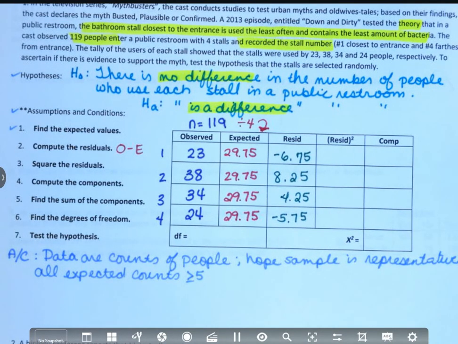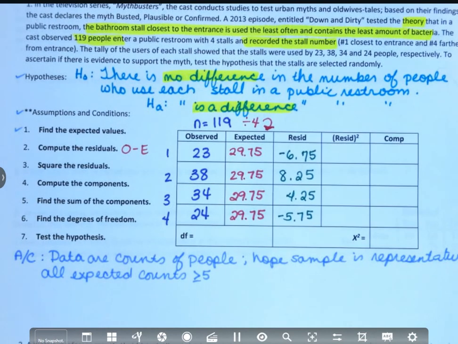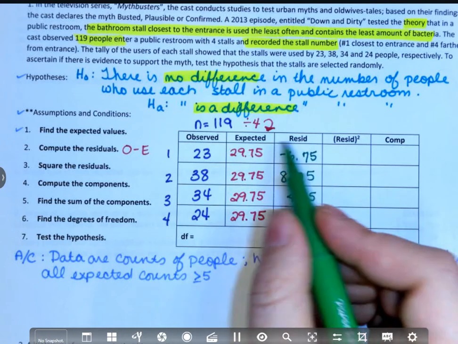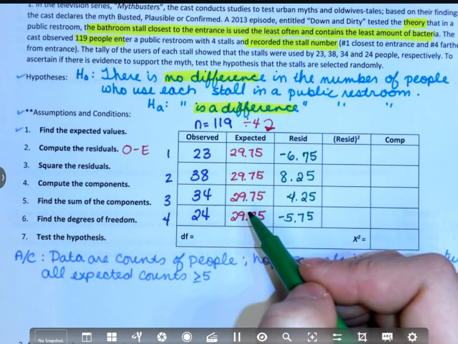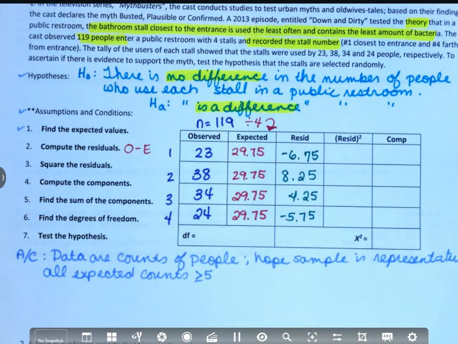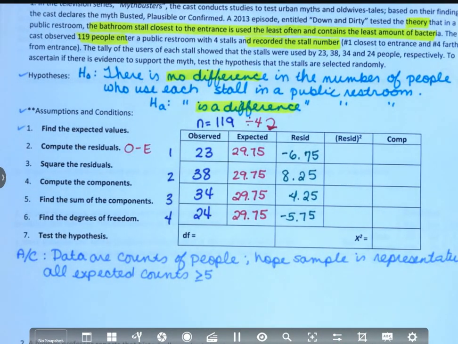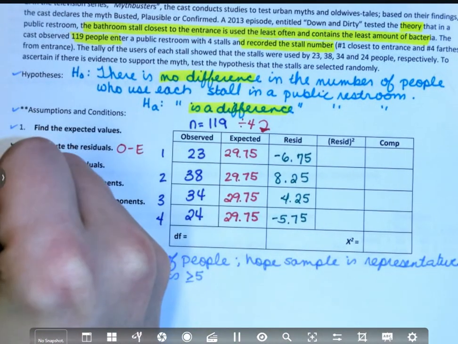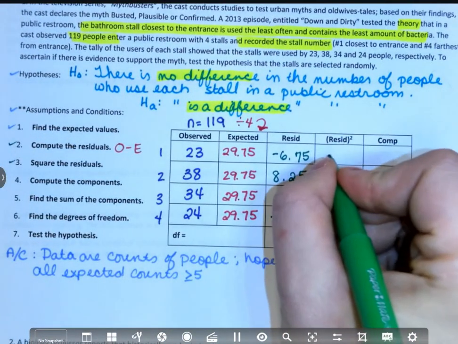Okay? What do you think all my residuals will add up to? 0, right? Because if I'm over on some and under on the others, all in all these guys in both cases are going to add up to the same thing. They're going to add up to 119. So I calculate my residuals. Then what do? Square them, our residuals. So we've computed the residuals. I'm going to square my residuals.